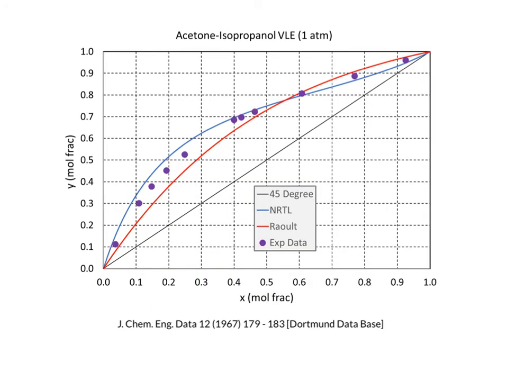Here I've added actual experimental data from the Dortmund database, and this is the original article that they're referencing. And you can see here that, well, this data is for 1 atmosphere, and it's not quite on that line created from the NRTL equation. What to make of that?